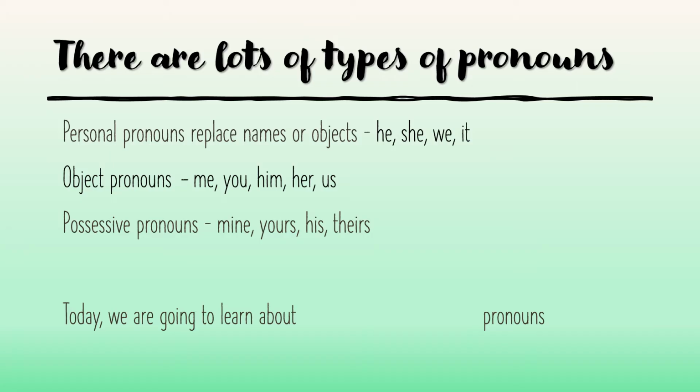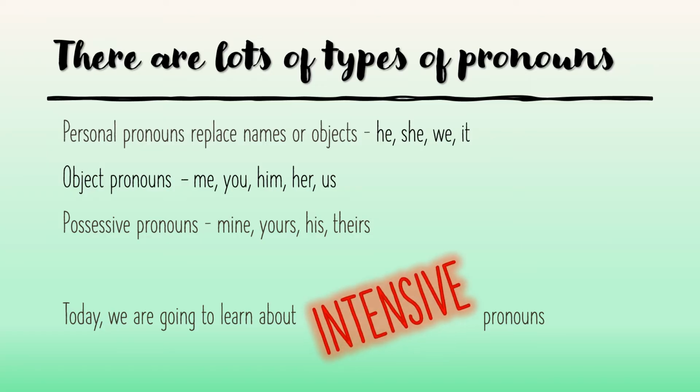Today we're going to talk about a particular type of pronoun. There are lots of different types of pronouns. We have things like personal pronouns, which replace the names or objects. We have specific object pronouns, which object in that sense means the object of a sentence as opposed to the subject. And we also have possessive pronouns. Today we're going to learn specifically about a type of pronoun called intensive pronouns. Now, it's not super important that you remember the names or the types of pronouns, but it's really important that you understand what they are and why we use them in our writing.